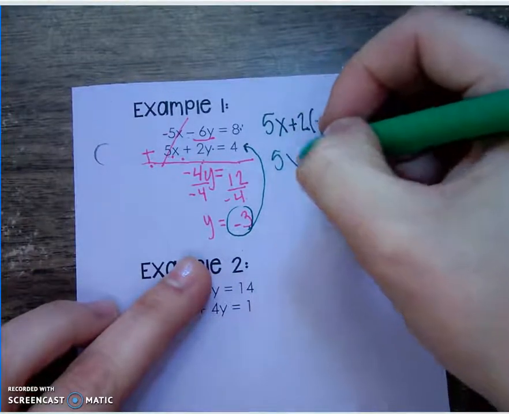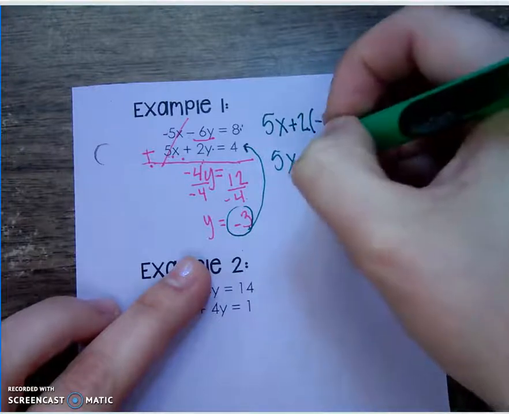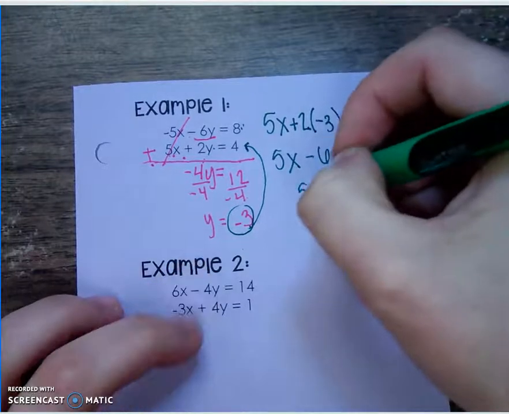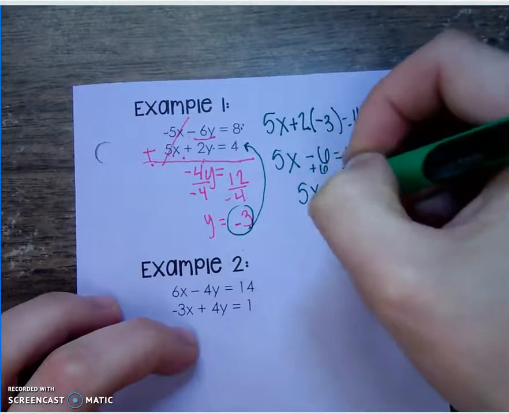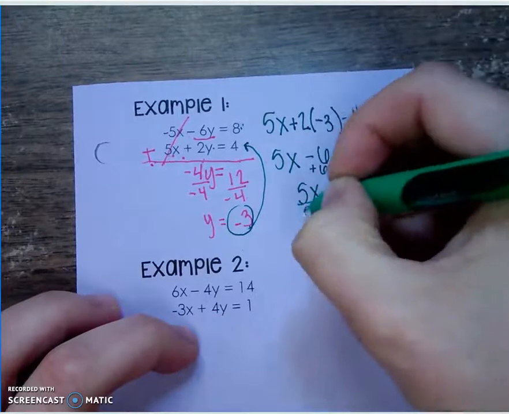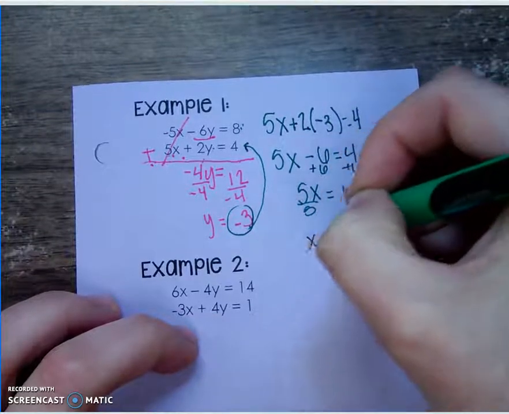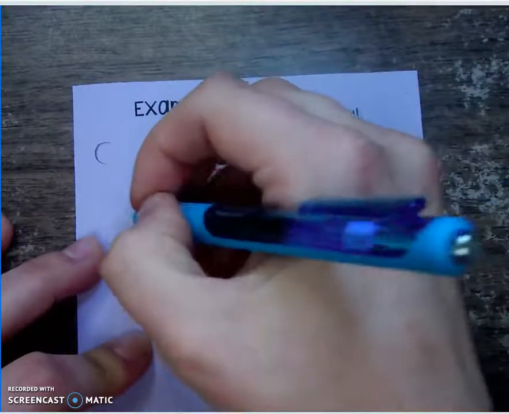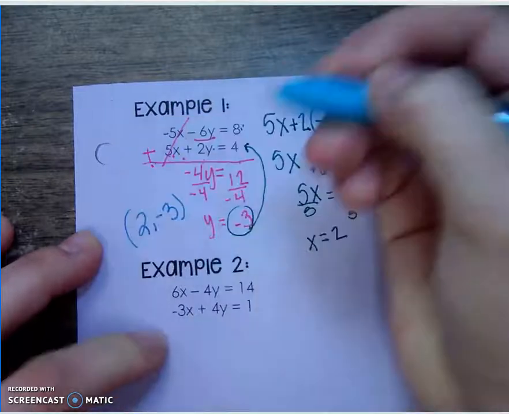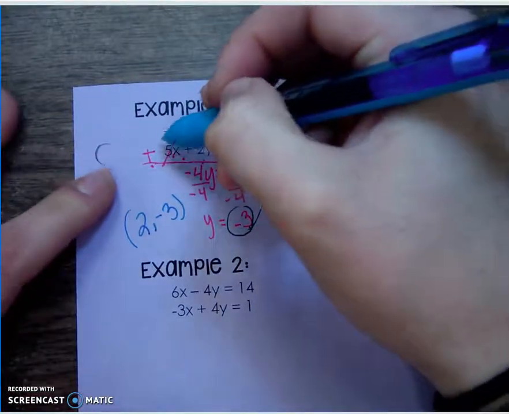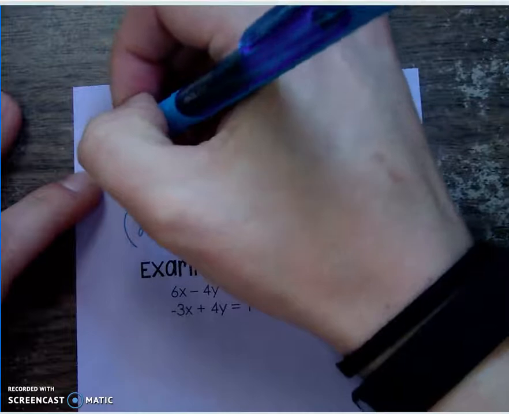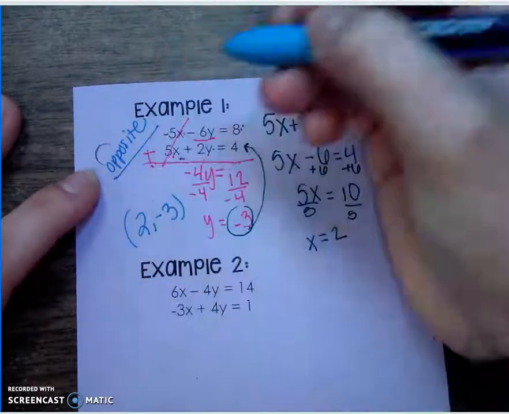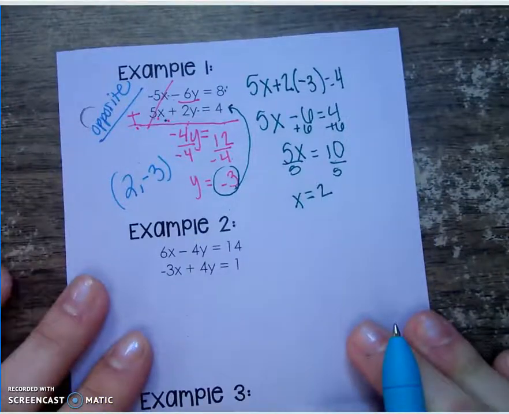Distribute. 2 times negative 3 is negative 6, which will equal 4. Add 6 to both sides. 5x equals 10, and divide by 5, x equals 2. So my solution is (2, negative 3). All right, let's recall these were opposite signs. There was a negative 5 and a positive 5. Those were opposite signs.